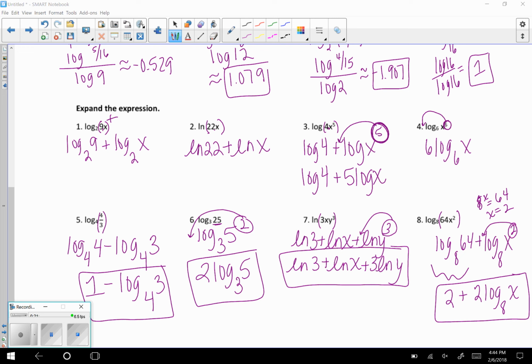All right, and there's my work for number 7 and for number 8. So number 7, you could have broken it down into 3 natural logs. Number 8, remember I told you to be careful with the 64. Log base 8 of 64, that's saying 8 to what power is 64? Well, y'all know that 8 to the second power is 64. Okay, so this becomes a 2, so you always simplify if you can.